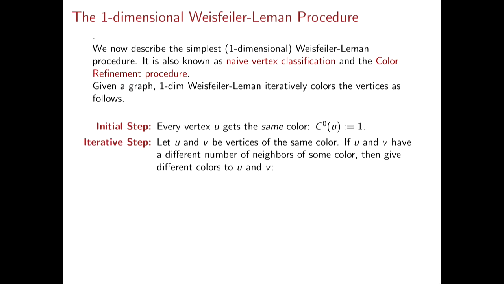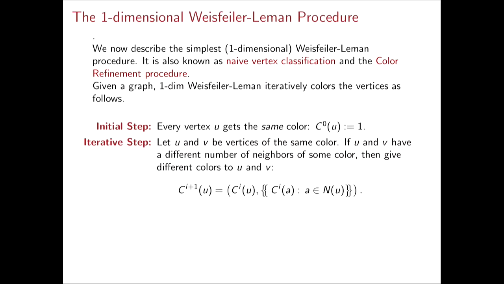In the next round, if U and V are vertices of the same color, you look at the neighbors of U and see how many neighbors are colored red. If there are 5 that are colored red, then you tag 5, red. And if there are 10 that are colored blue, you tag 10, blue. So you have a whole list of number of vertices of different colors which are neighbors of U. That tuple becomes the new color of the vertex U. Basically, the color refinement refines the color of the vertex U by its own color and the multiset of the colors of all the neighbors of that vertex.